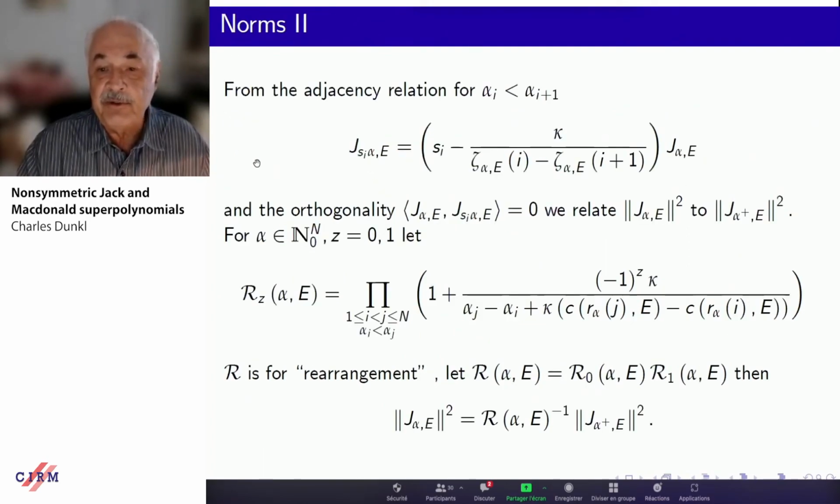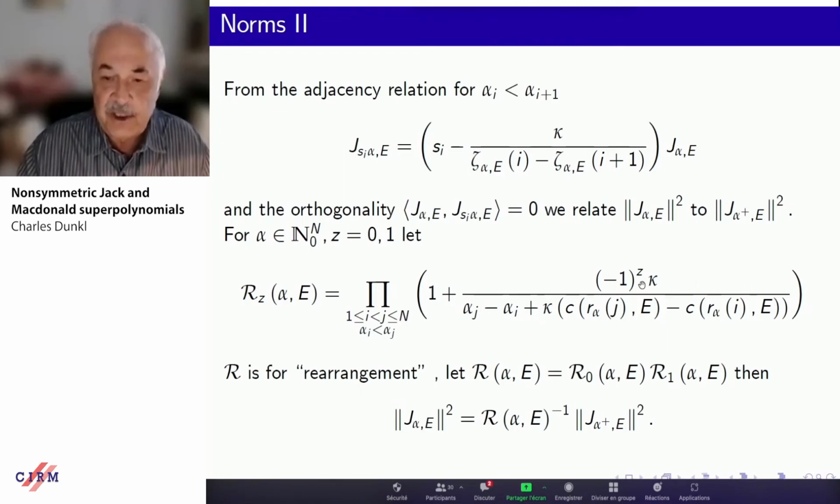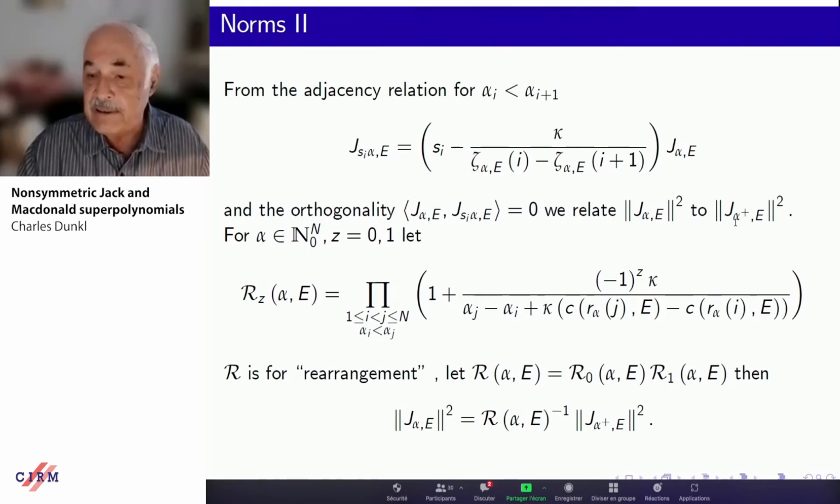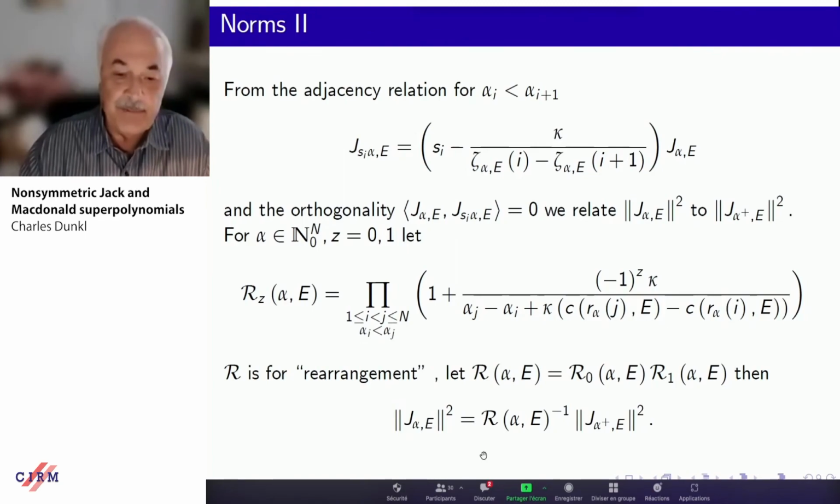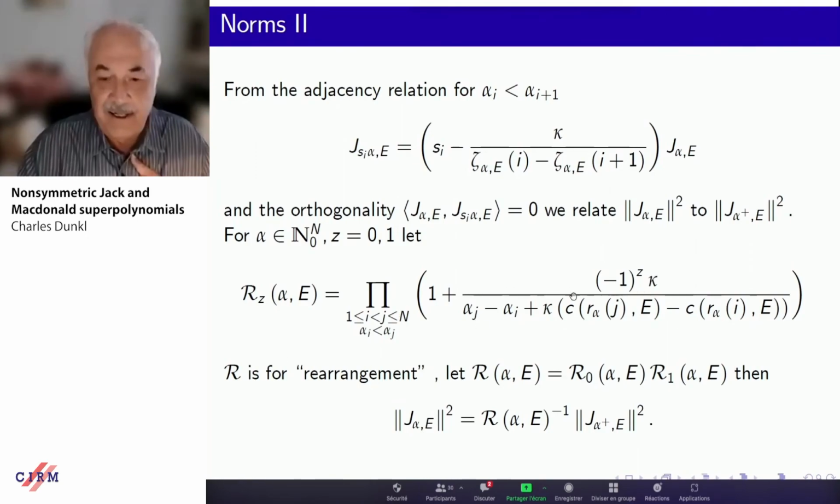There's a similar relation for the Jack polynomials. So this gives you a formula for going from α to s_i α in the downward direction. So you're moving the large entries to the left. The orthogonality of the two allows us to get a formula which relates J_α to J_α plus, its non-increasing rearrangement. And so one gets this gigantic product over all pairs which are out of order, and it uses the contents.